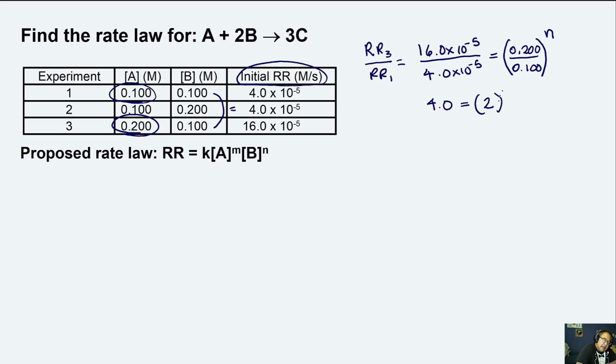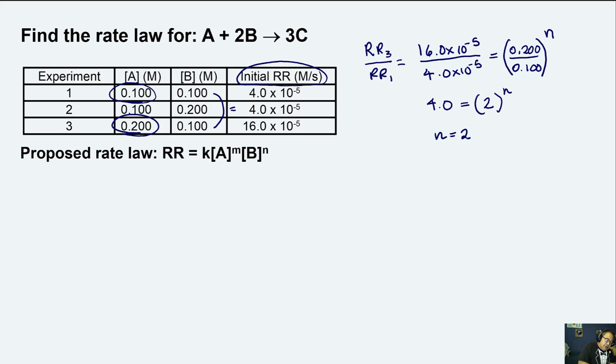2 to the n. Now, here's the tricky thing. You have to figure out what n is. In this case, you could probably figure it out just by looking at it. What's the exponent of 2 that gives you 4? It turns out that that's 2. So n is equal to 2 in this case. So we've just figured out what the order is for A.